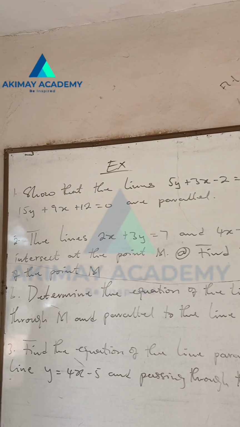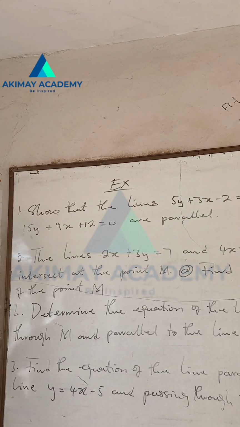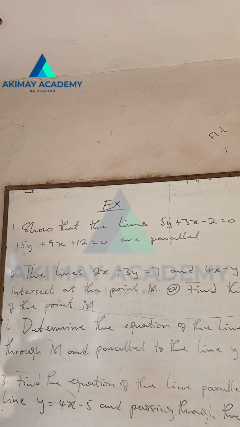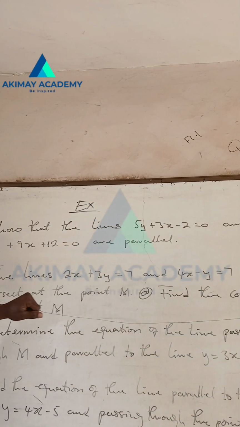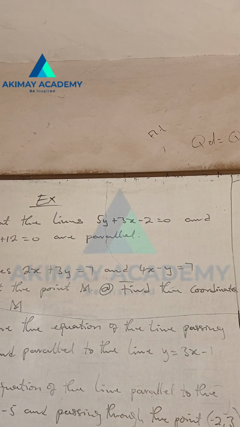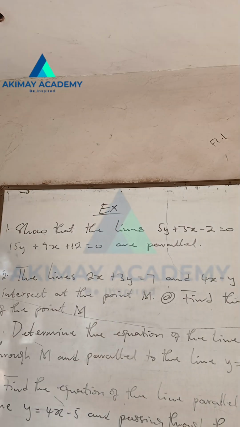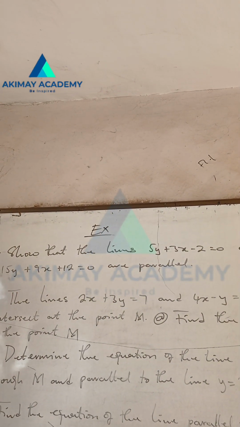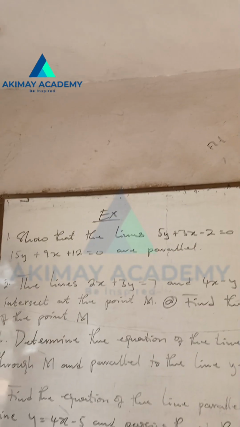Okay, so this is what we have. We have our 3 expressions over here. There you have to try them on your own. The first one says show that the line 5y plus 3x minus 2 equals 0 and 15y plus 9x plus 12 equals 0 are parallel. So you have to show that they are parallel. And I hope you know the procedure from what we have done so far.